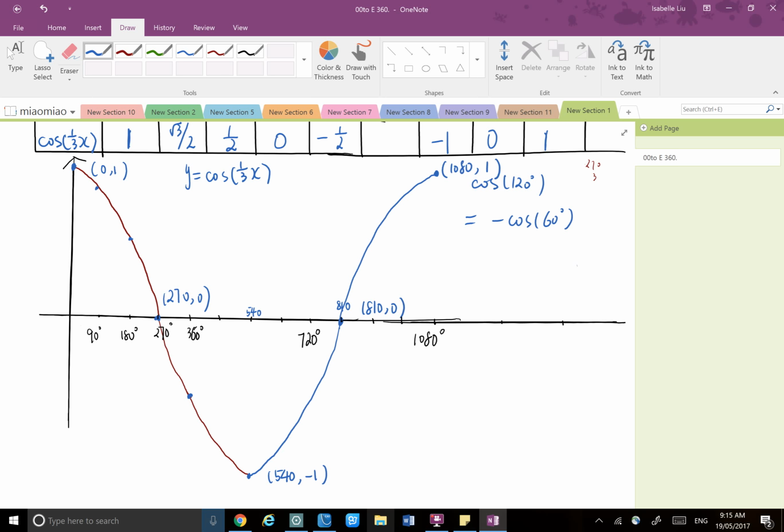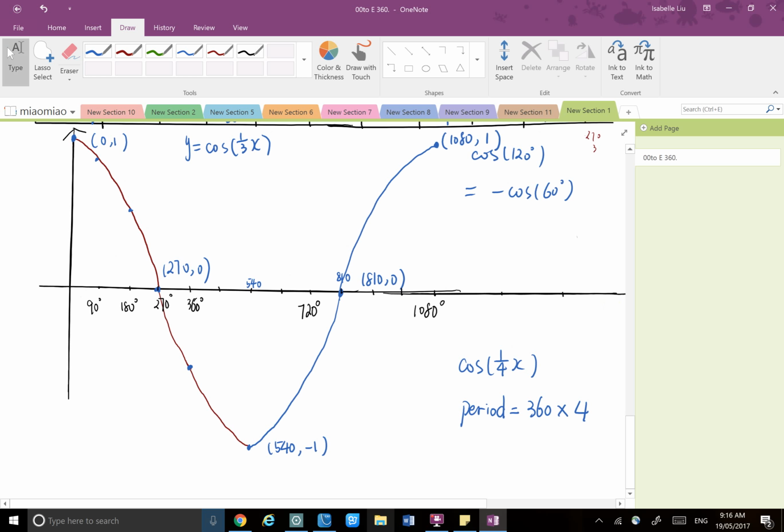My period has become 3 times as before. The period for the original cosine x is 0 to 360 degrees. Now the period for this graph is 1080, which is 3 times as before. If you have a third there, my period will be stretched by 3 times. Then have a predict. If I have cosine a quarter x, what will the period be? Yeah, it's 4 times 360.